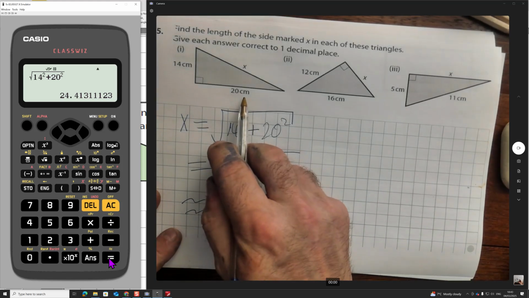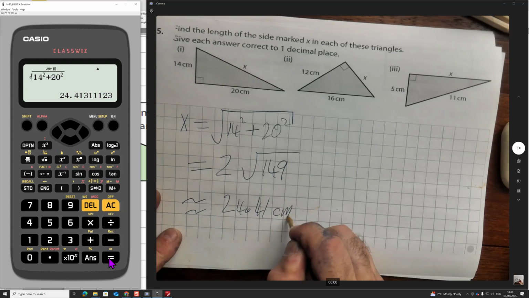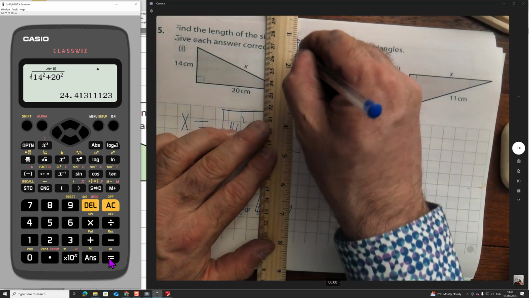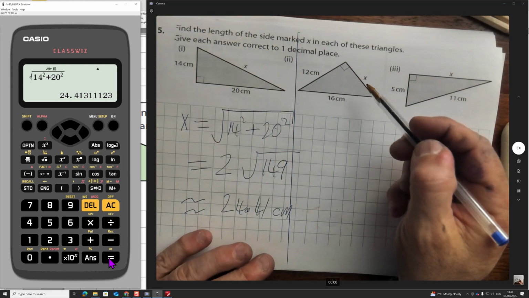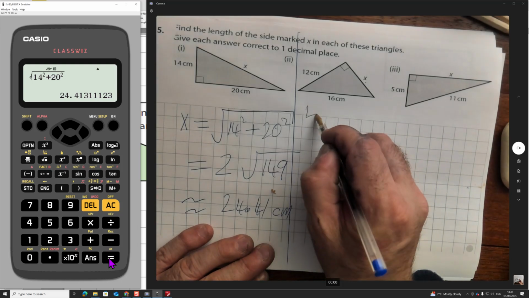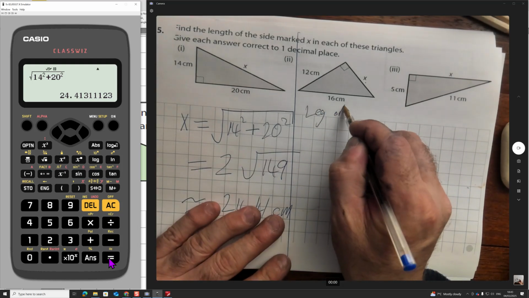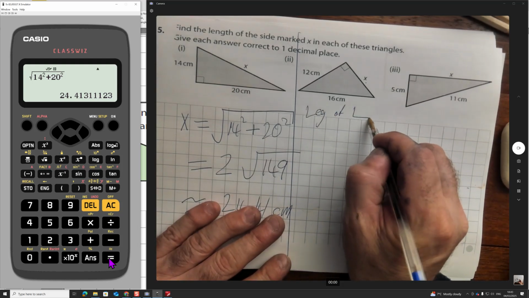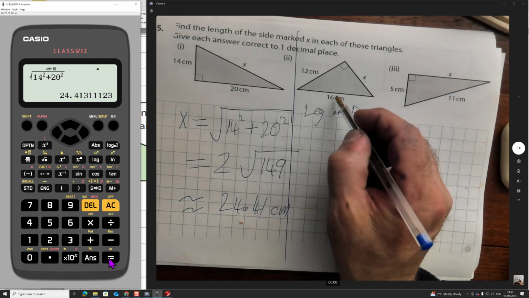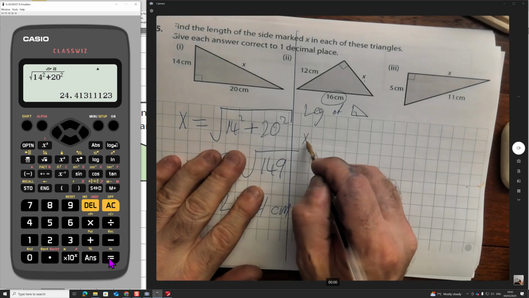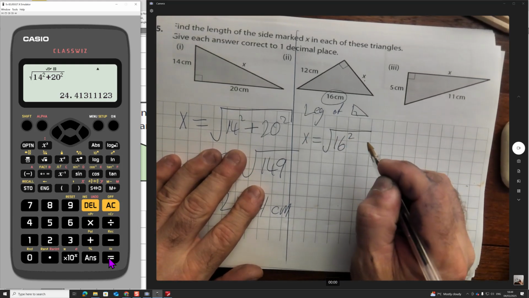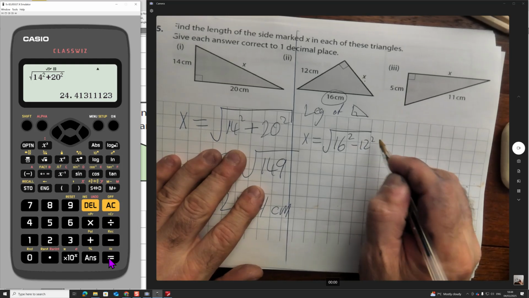Can't move on until I use the unit. The unit is centimeter. Okay, we'll partition our page down here. We'll identify that this X is a leg of a right angle triangle. So we're going to use minus in the formula, and this is the hypotenuse. We need to identify it. So X equals the square root of 16 squared minus 12 squared.